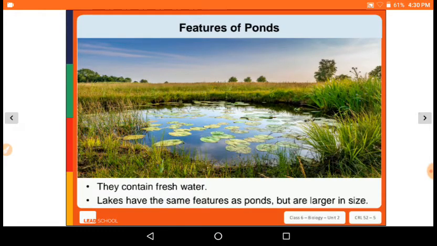They contain fresh water. Lakes have some of the same features as ponds but are larger in size. The features of lakes and ponds are similar, but the difference is size.